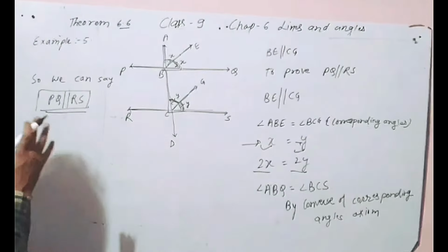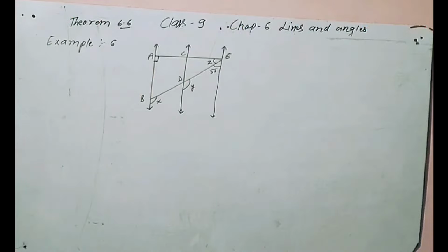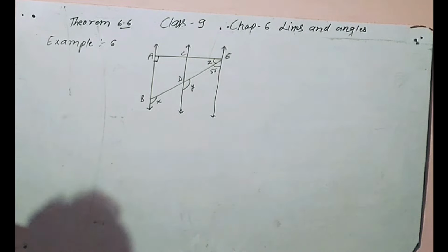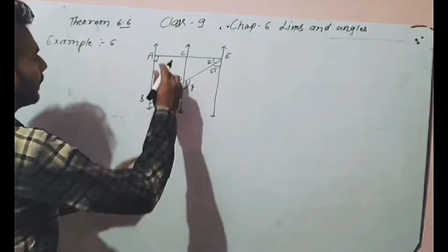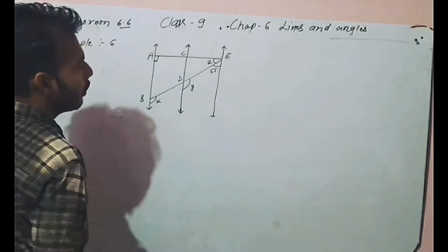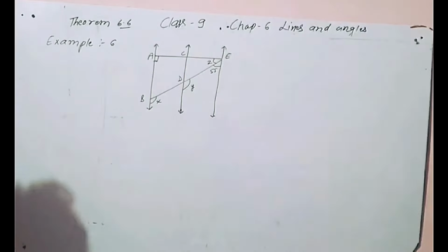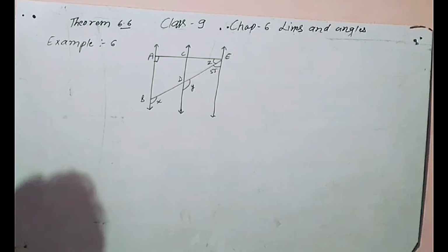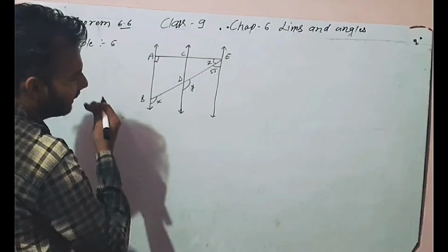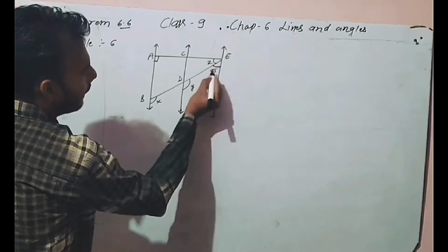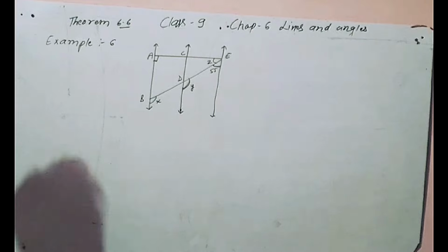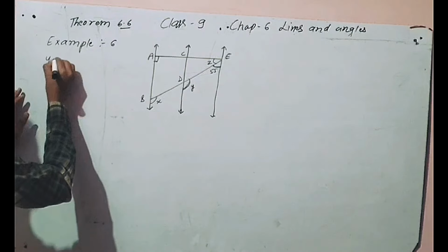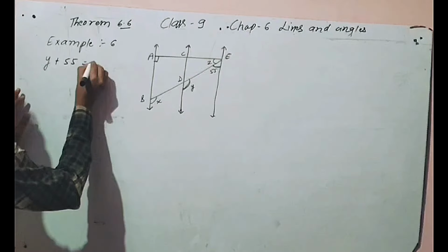This is example 5. In example 6, we need to find the values of x, y, and z. These are the x, y, and z. What is given to us is that this line, this line, and this line are all parallel to one another. So very simple, I'm just telling it in hint form. This and this are both interior angles, and the sum of interior angles is 180 degrees. I've told you. So y plus 55 is equal to 180 degrees.